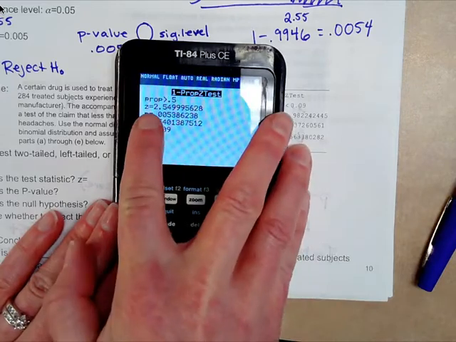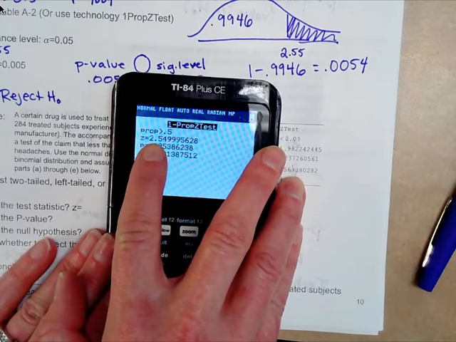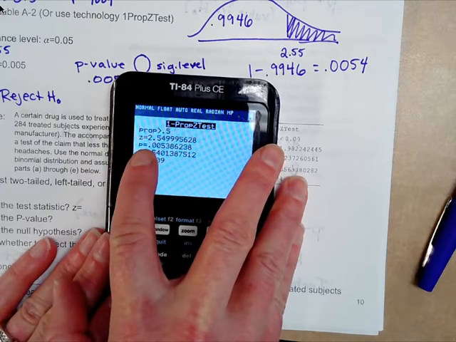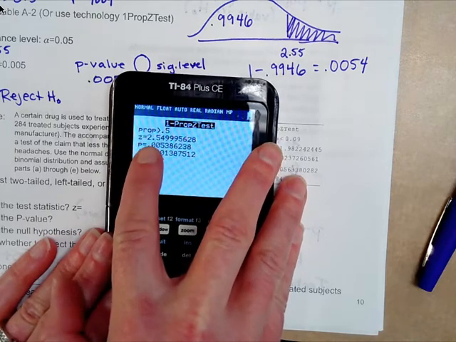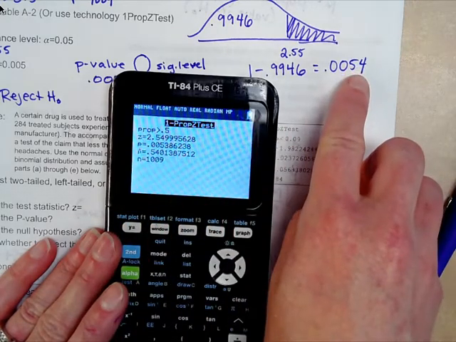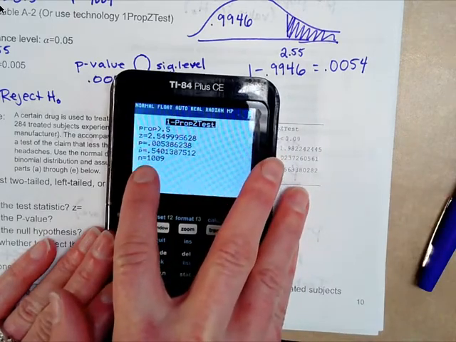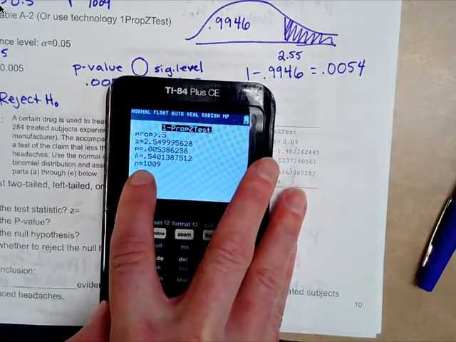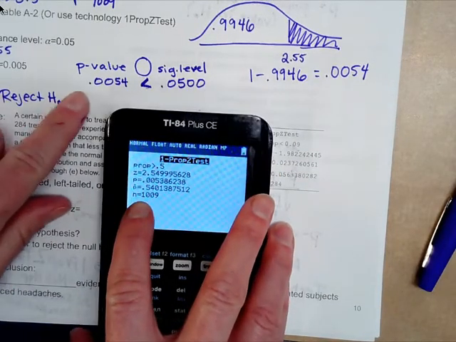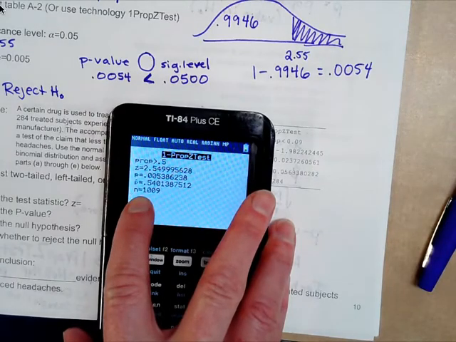Okay, so it gives us our Z, which is the same Z that we got, 2.549, so 2.55. P is our P value, 0.0053. Really close, right? And then it gives us our P hat and our N. So it doesn't tell you what to do with it. It just gives you the information. And then you compare the P value to significance and then decide whether to reject or fail to reject.